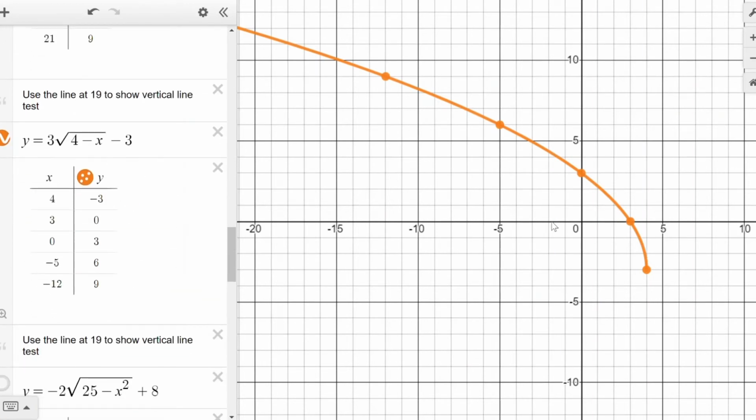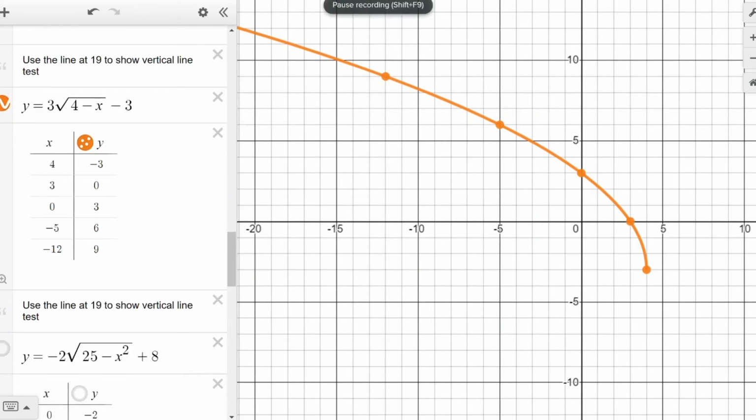Again, I can have a 4 in there because 4 minus 4 is 0. I can't have a 5. 4 minus 5 would give me a negative 1. So our domain on this one is negative infinity to a positive 4. Our range is a negative 3 to positive infinity. So that's the values for that one, and we've shown it's a function. So now we're going to move on.